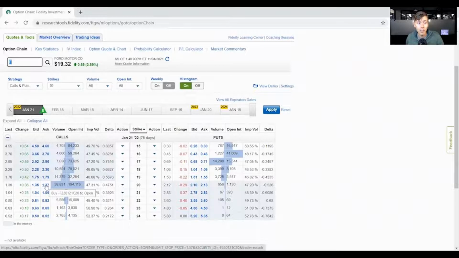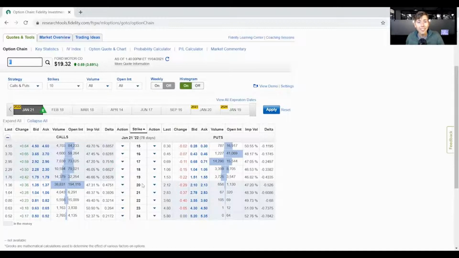So you've got to multiply 1.37 times 100. That means this call is going to cost me $137. But at expiration, all the way through January, if I own this call, I have the right to buy 100 shares of Ford, paying $20 per share.